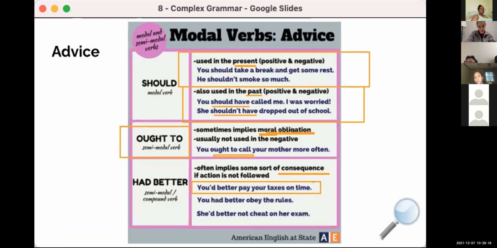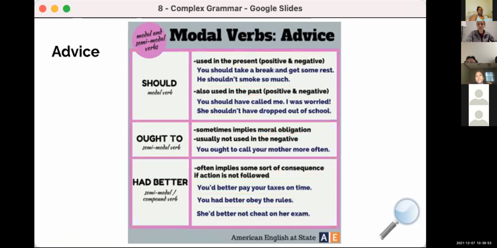When you don't pay your taxes on time, you have to pay more. You had better obey the rules. If you don't obey the rules, bad things can happen. She had better not cheat on her exam. This isn't just my opinion. This is the rule, and I want you to follow the rule. Don't cheat on your exam. Should, ought to, and had better.